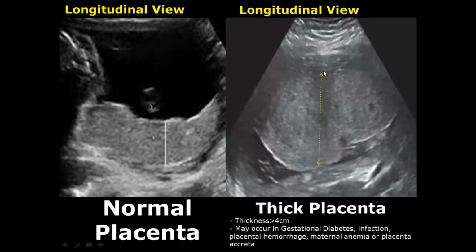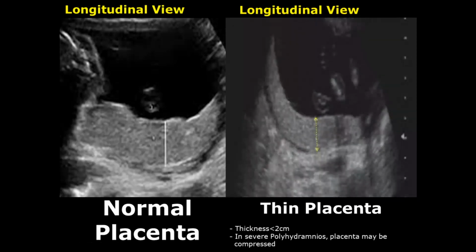A thick placenta will have a thickness of more than 4 centimeters and it can occur in many conditions such as gestational diabetes, infections, placental hemorrhages, maternal anemia, or placenta accreta. In the setting of severe polyhydramnios, the placenta can be compressed and have a thickness falling below 2 centimeters. Then it will be a thin placenta. A thin placenta can also occur with diabetes and hypertension.